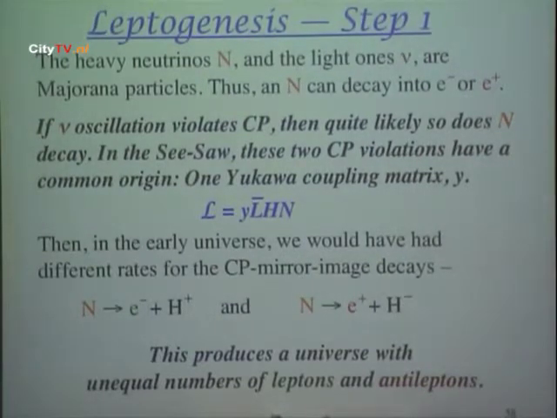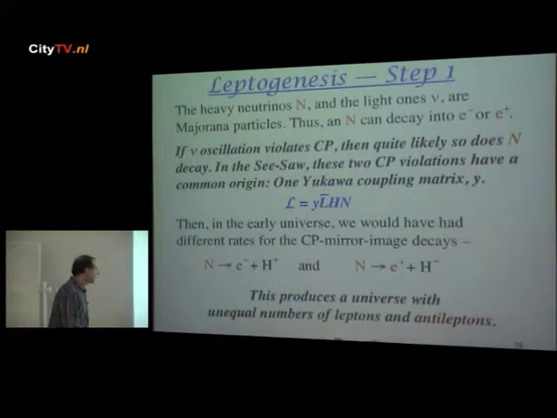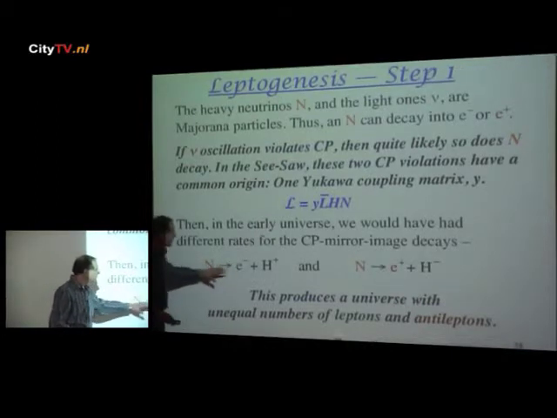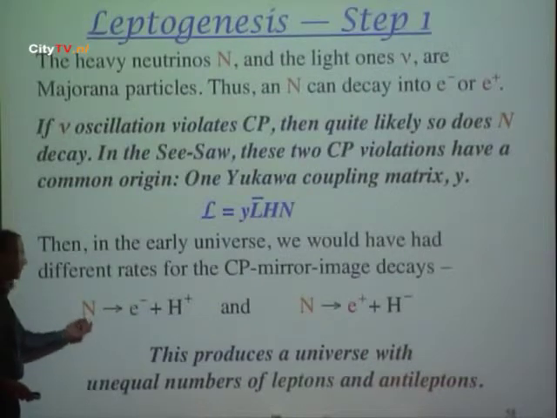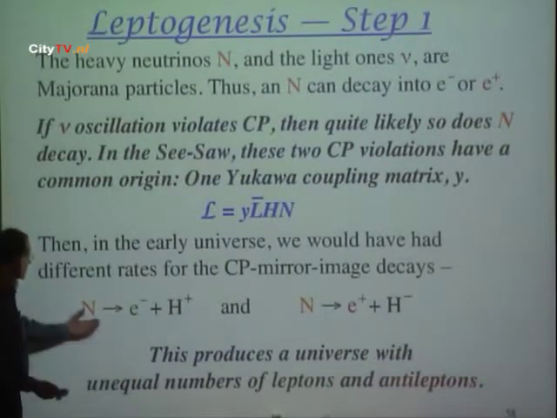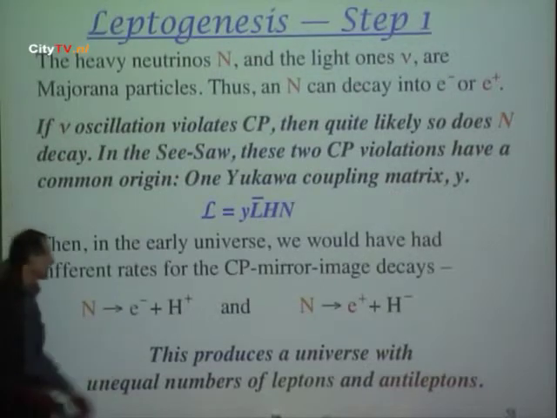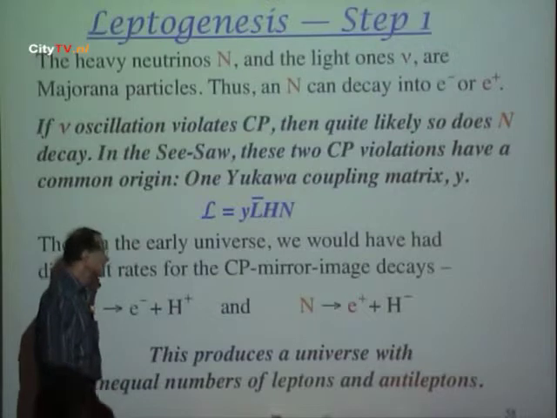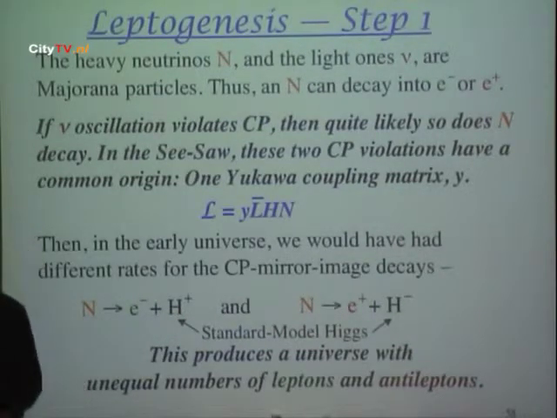Now, if these heavy neutrino decays in the early universe violated CP, then that means that for CP mirror image decays like this, the CP mirror image of N is N itself, because it's its own antiparticle. The CP mirror image of an electron is a positron, and the CP mirror image of H plus is H minus, where H plus and H minus are the charged Higgses in the Standard Model Higgs doublet. Now, that may be confusing.